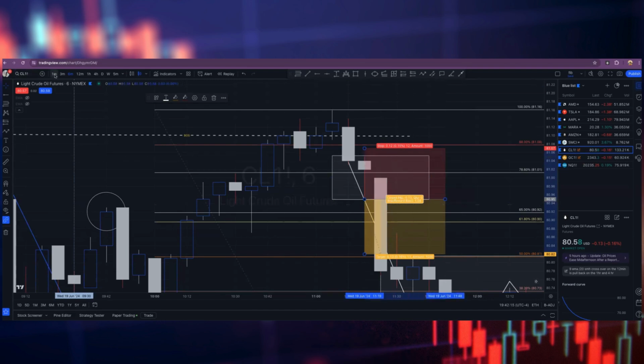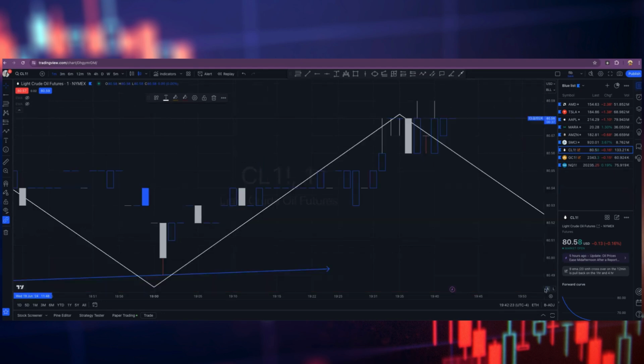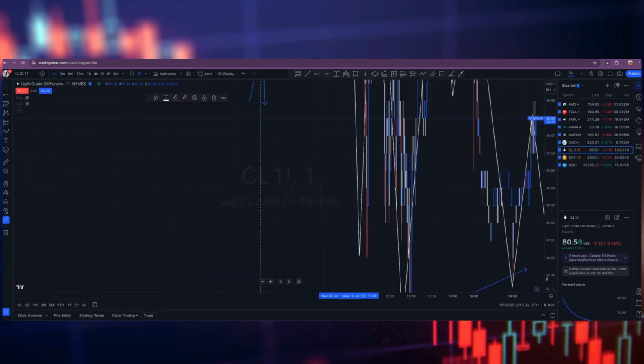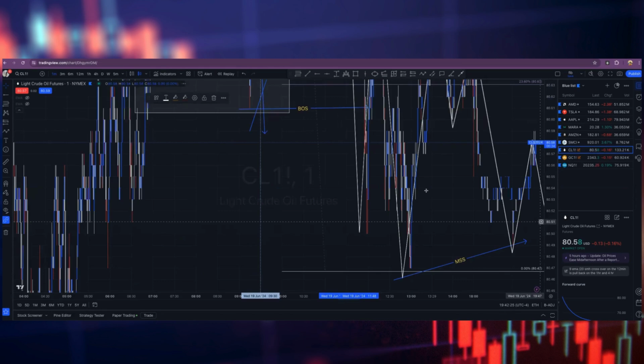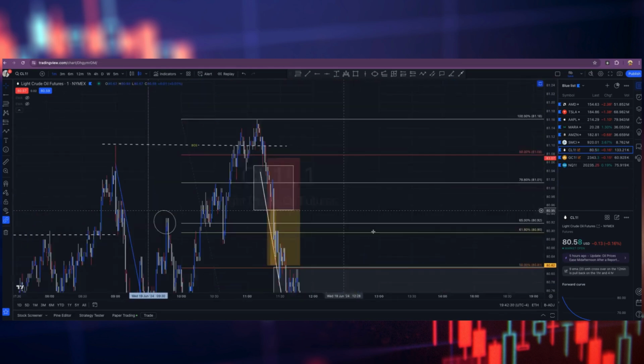Now, this is a 6 minute chart. Let's see what happened on the 1 minute, because that's what happened on the 6 minute and a higher time frame. Let's go see what it did on the lower time frame, because sometimes they'll retest that zone, right?